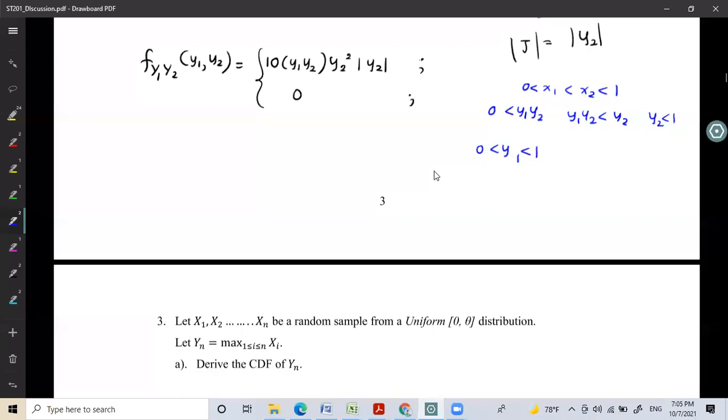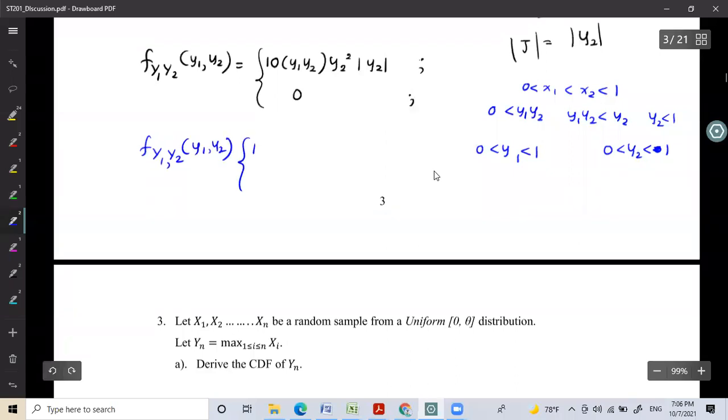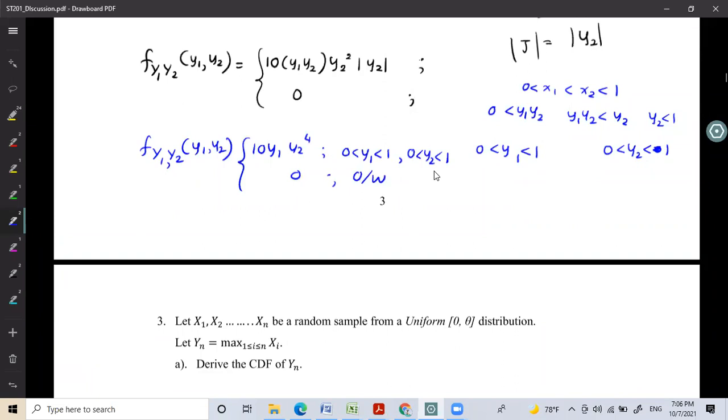And what about y2? Again, the same thing. y2 is greater than 0 and less than 1, which means y2 is also in between 0 and 1. Therefore, you can see that y2 is not negative, so you can omit this absolute value and write the joint density as 10 times y1, y2 to the power 4 on these supports, and 0 otherwise. So that is the first part.